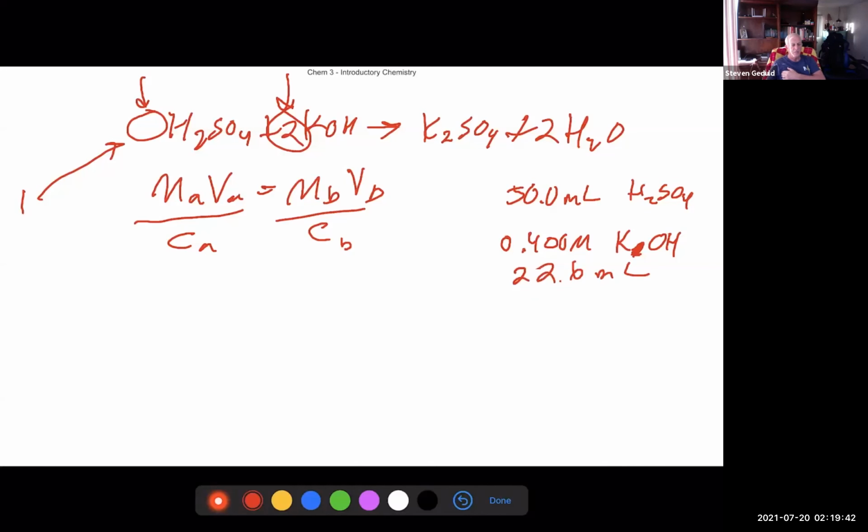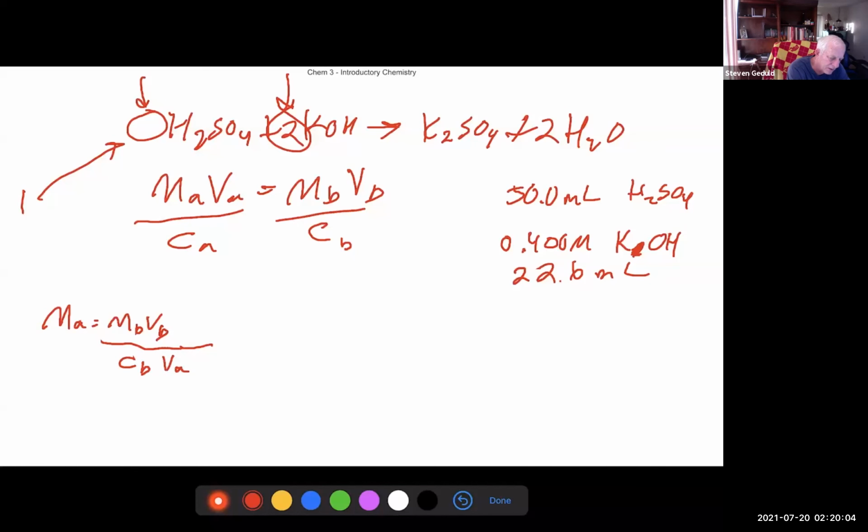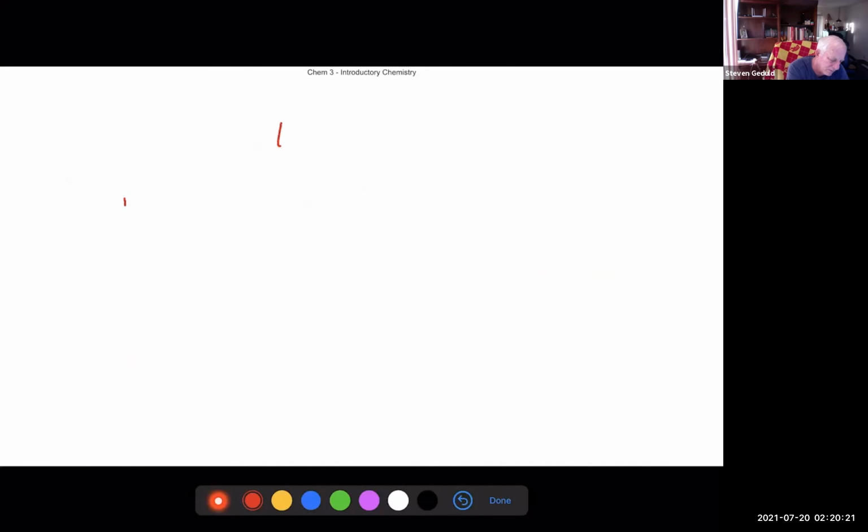Okay. Same thing, we're looking for the concentration, the molarity, of the acid. So Ma is equal to, let's put this back here, molarity of the base times volume of the base, divided by the volume of the acid, and we're going to multiply by the coefficient of the acid, divided by the coefficient of the base. Okay. So there's our values. We have everything we need. Okay. Molarity of the base is 0.400.